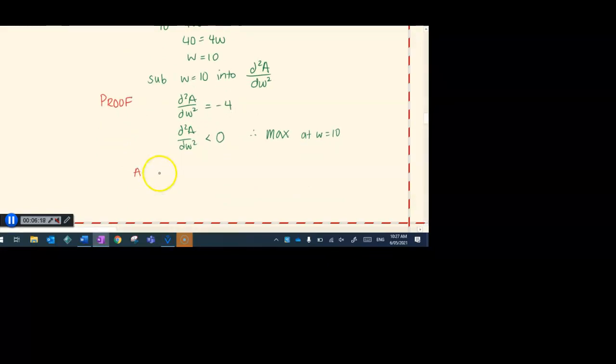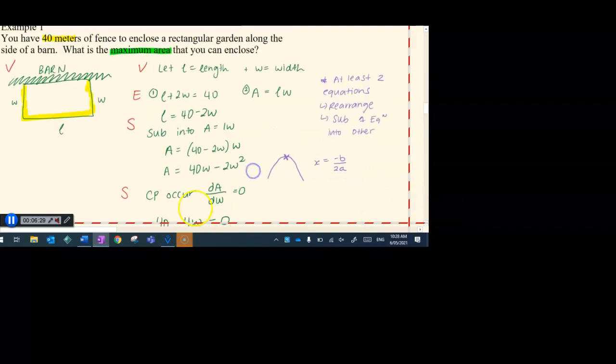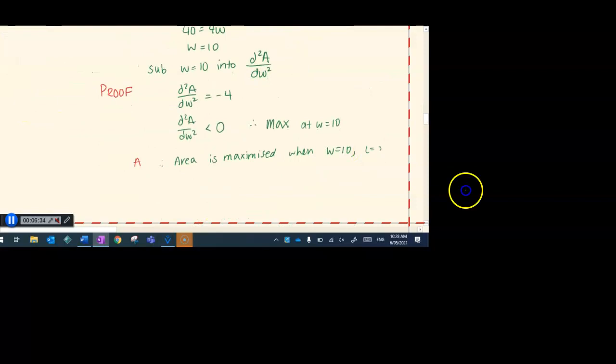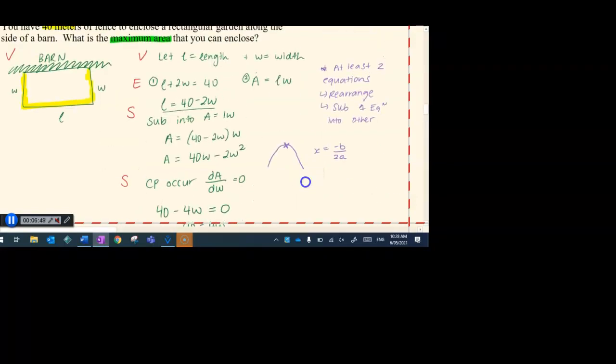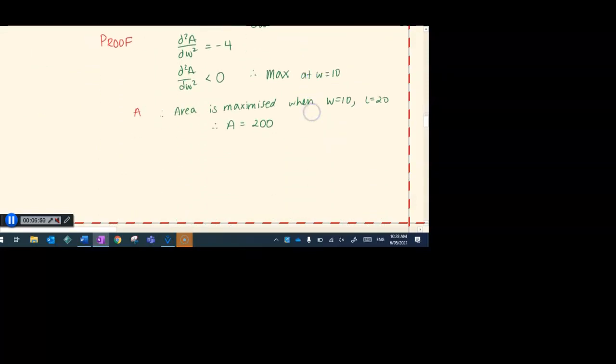And so therefore the area is maximized when W equals 10. And if W equals 10, we can go back to that original equation up here. That means the length equals 20. Therefore the area equals 200. 20 times 10. Okay, am I getting full marks for that? Units. What are the units? Meters squared.